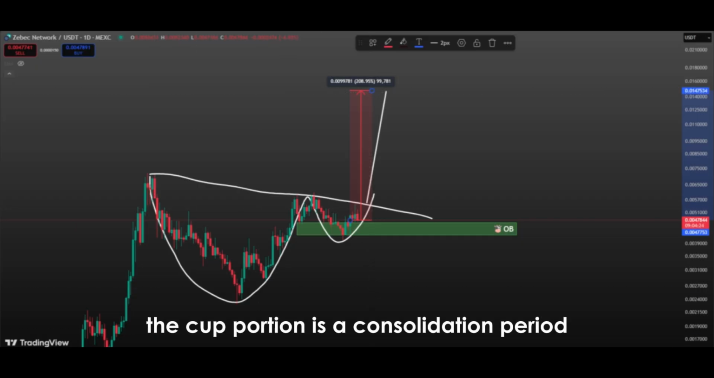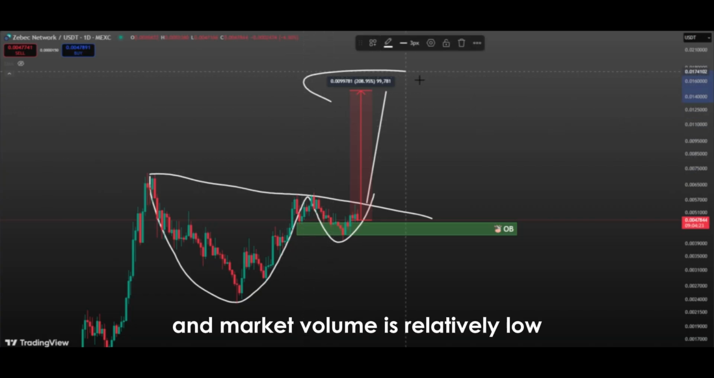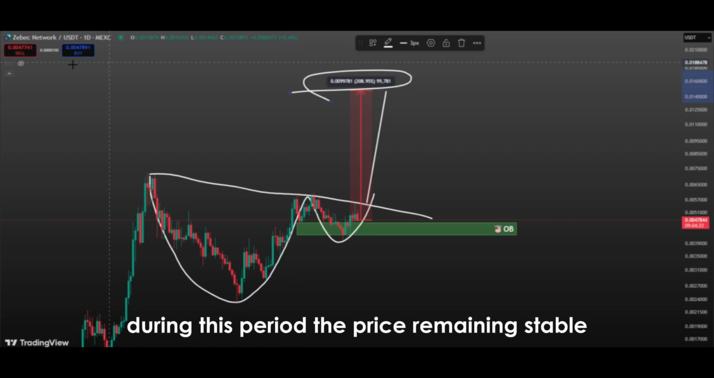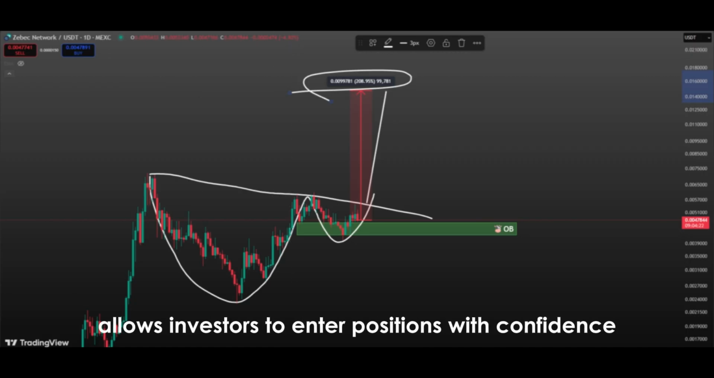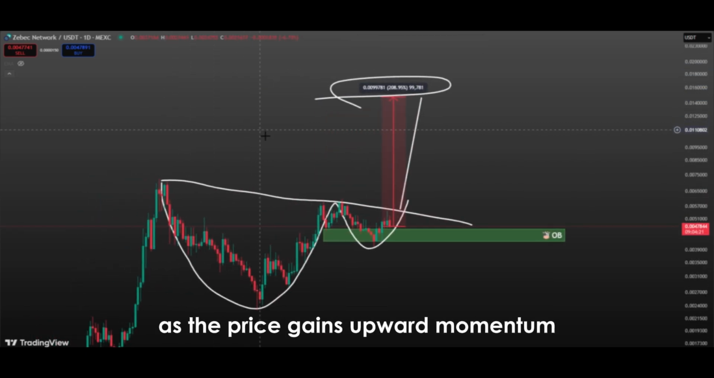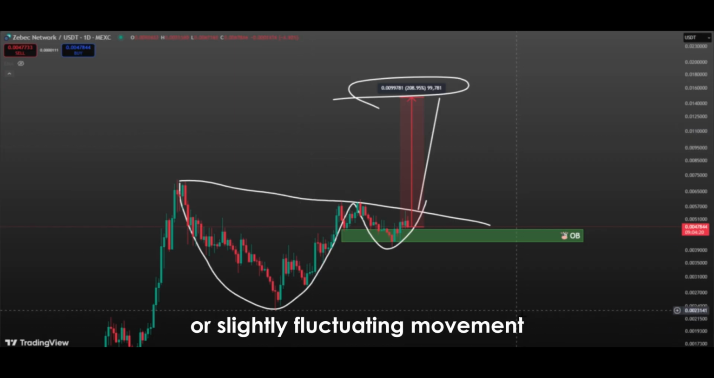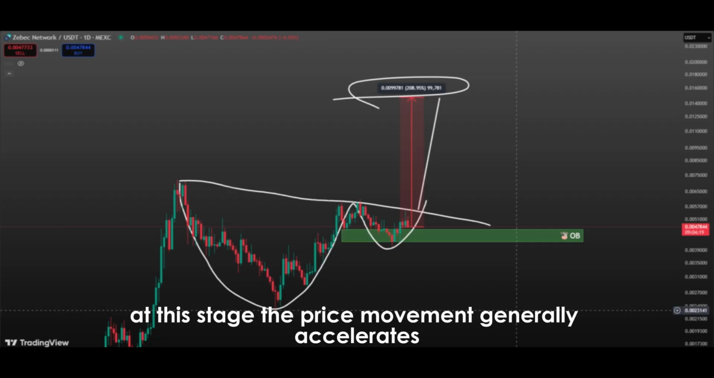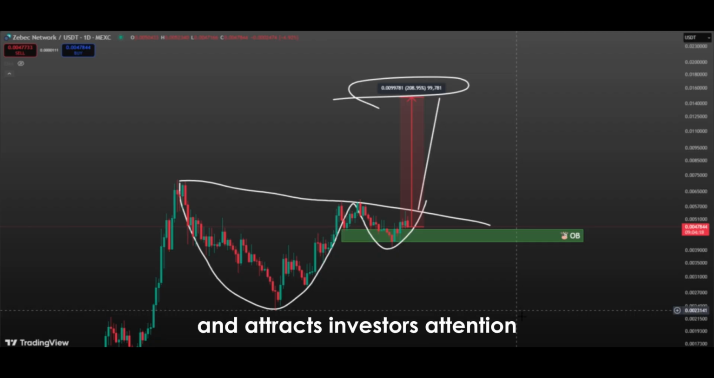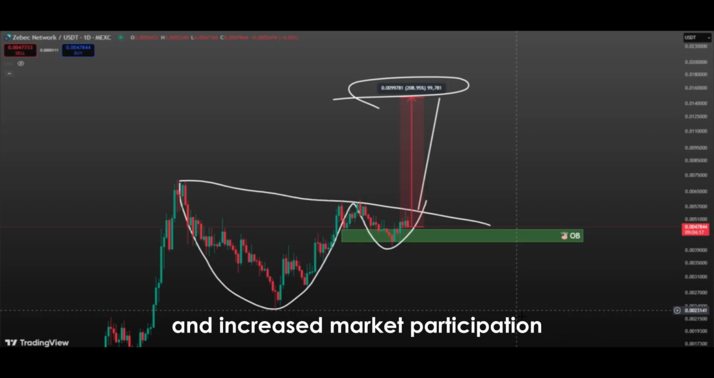The cup portion is a consolidation period where investors prepare to buy and market volume is relatively low. During this period, the price remaining stable allows investors to enter positions with confidence. The formation of the handle occurs as the price gains upward momentum following its previous horizontal or slightly fluctuating movement. At this stage, the price movement generally accelerates and attracts investors' attention. Especially in cases with high volume buying and increased market participation, the likelihood of the price rising by the depth of the cup is strengthened.